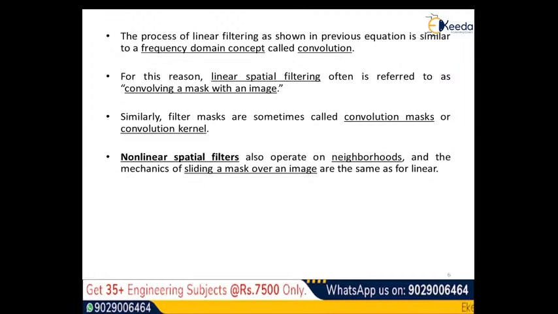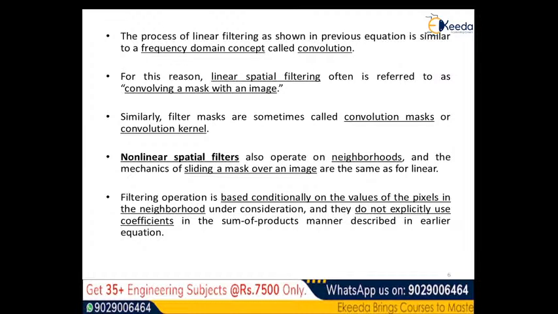Now what is the difference between linearity and non-linearity? From the title we can judge, but the filtering operation here is based conditionally on the values of the pixels in the neighborhood, and there is no explicit use of coefficients in a sum-of-products manner. The sum of products (SOP) is very simple: multiply the coefficient and the pixel intensity and find the summation of it. That results in the output pixel intensity for the linear case. This is not the case in non-linear spatial filtering.